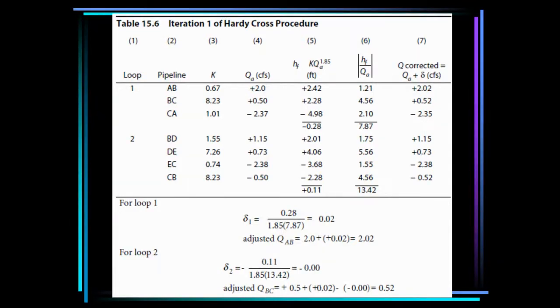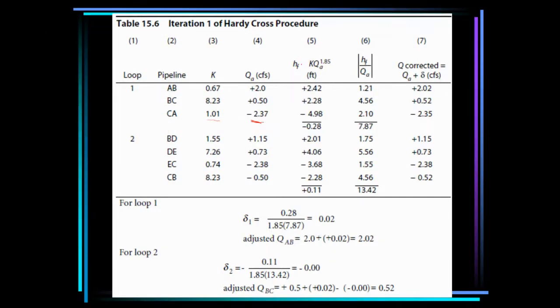Okay, AB, BC, and CA. And then these are the K values, which we computed using the Hazen-Williams formula. And these are the assumed flows in the pipes. Okay, this is positive, positive, and CA is negative because it is counterclockwise.